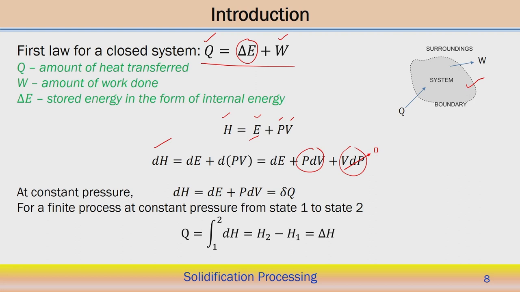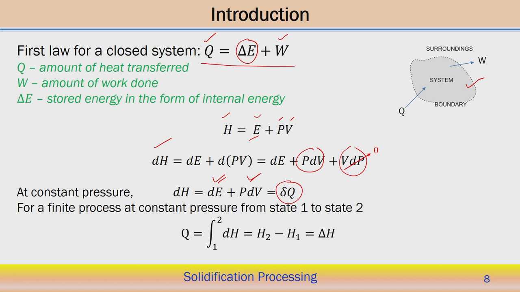Now, assuming constant pressure, the change of pressure will be 0, then dH is basically dE plus P dV. This P dV is the mechanical work done, and dE plus P dV is equivalent to delta Q. So, from the first law of the closed system, the internal energy dE plus P dV is equal to the total amount of heat transfer. So dH is basically delta Q.